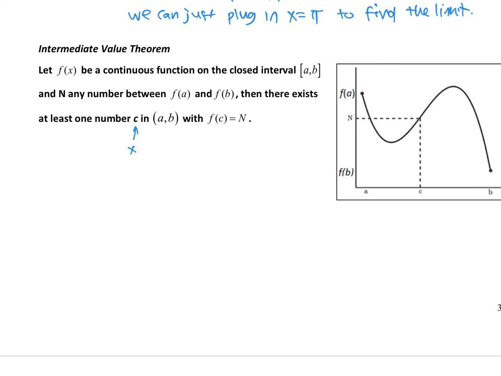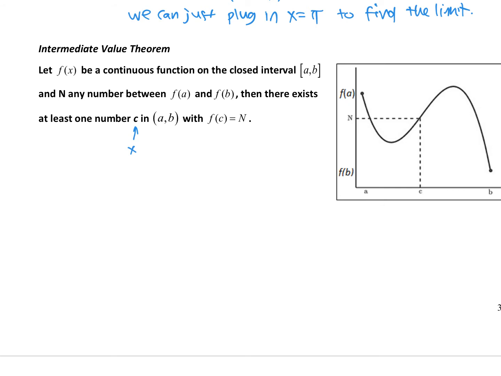So this is called intermediate value theorem. This is possible when you have a continuous function. If it's not a continuous function, then we can't say for sure this is going to happen. But if it's a continuous function, then any n you pick between f of a and f of b, I can find the c such that f of c is that value.